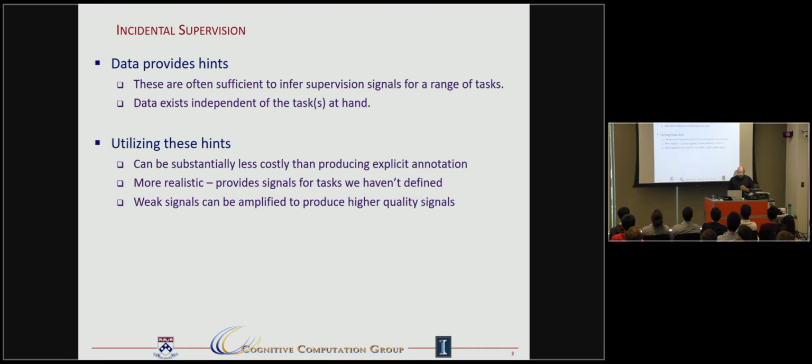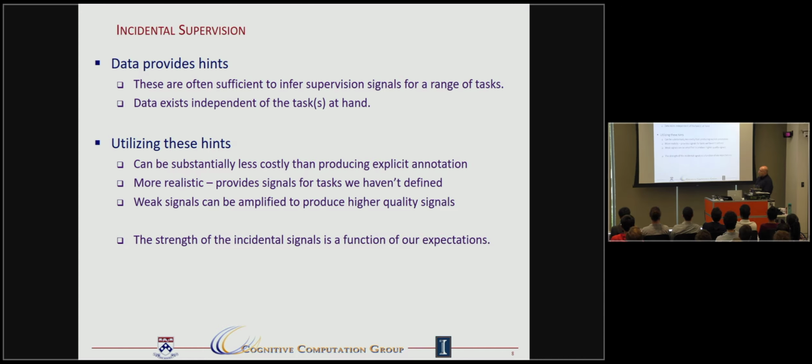So data provides a lot of hints. Data that exists independent of the task at hand or the tasks at hand. And these hints often are sufficient to infer supervision signals for a range of tasks. So utilizing these hints can be less costly than producing explicit annotation. It's more realistic. It provides signals for tasks we haven't defined yet. And this happens all the time if you think about natural language understanding. Whenever you really work on a problem, you discover that there are a lot of tasks that the community hasn't identified yet, but you actually need to solve in order to make progress. And of course, this will give you some weak signals that we should be able to amplify to produce higher quality signals.